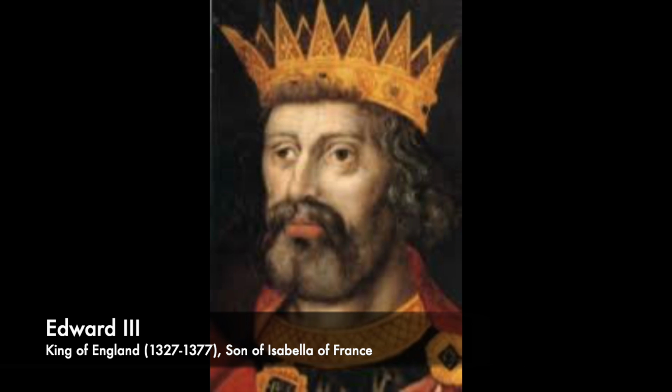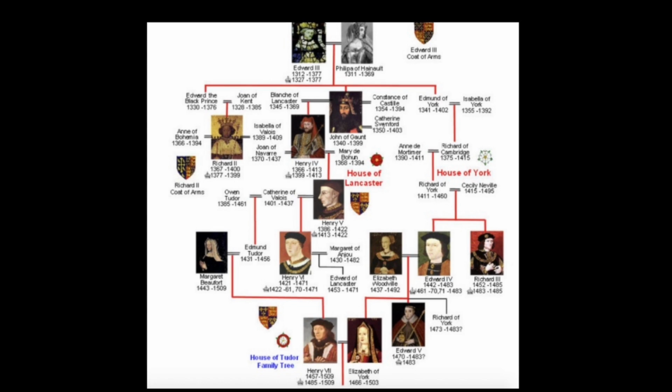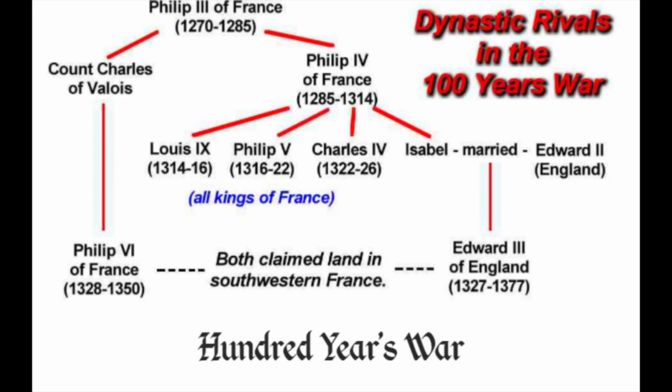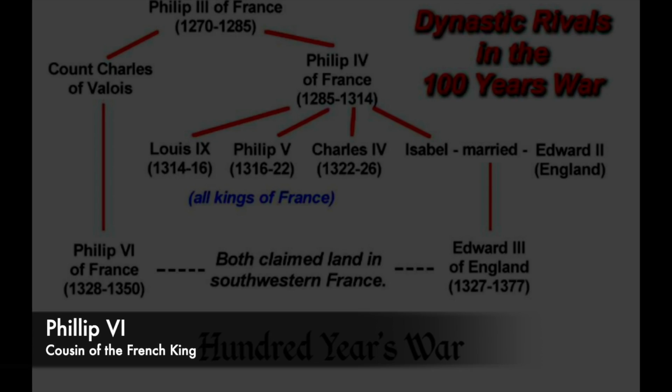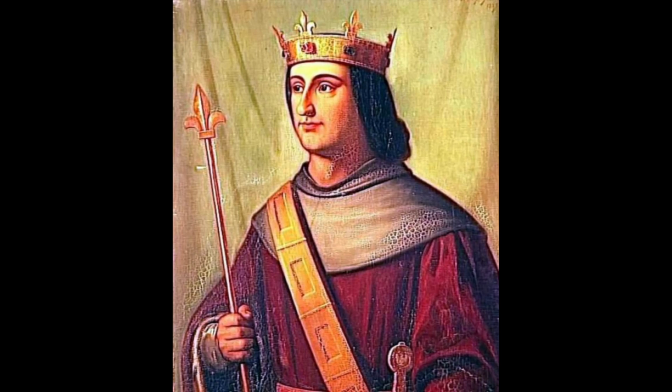Edward III was the King of England between 1327 and 1377. Once the French king died, he claimed that he had the right to the French throne due to his mother, Isabella of France, being of French descent. Edward was the closest male relative, as he was the nephew of the King of France. Philip VI was the cousin of the French king, but was not as closely related as Edward III was.